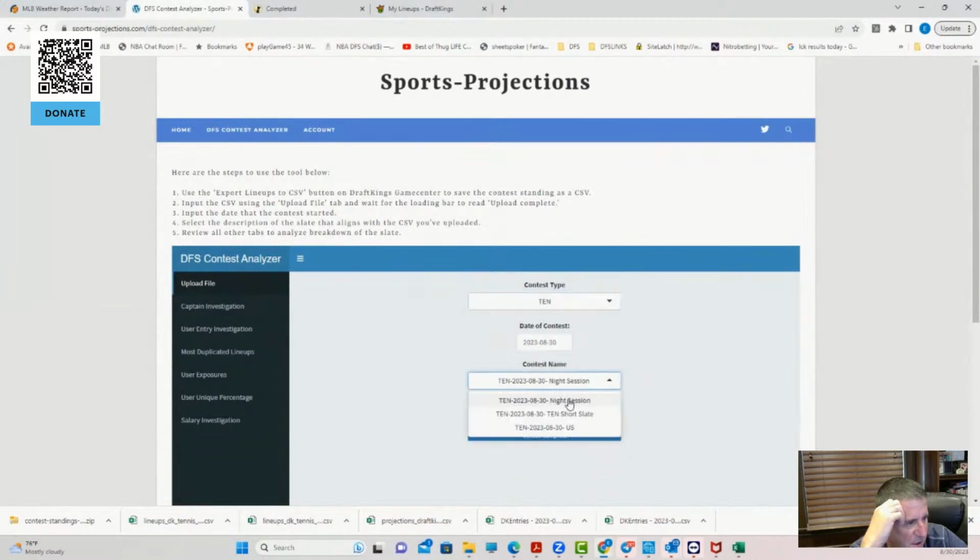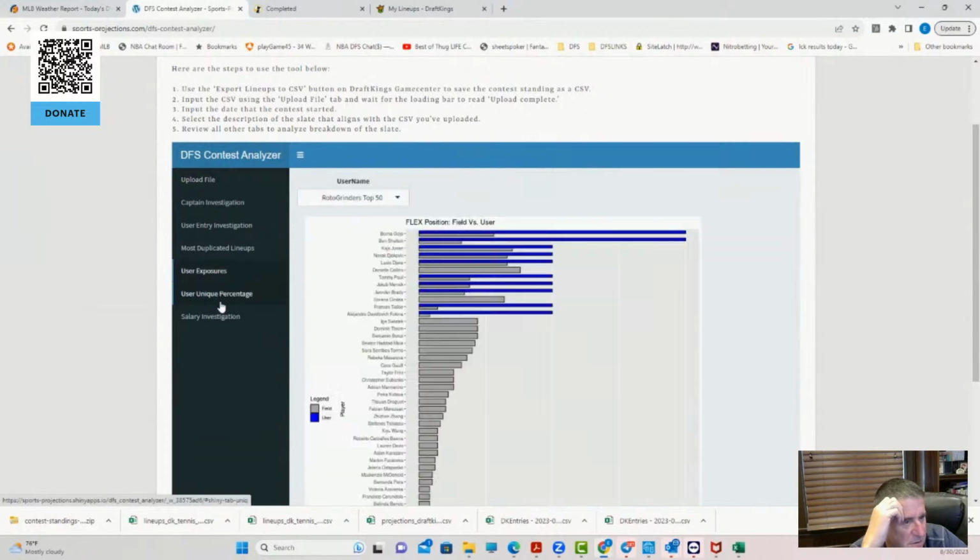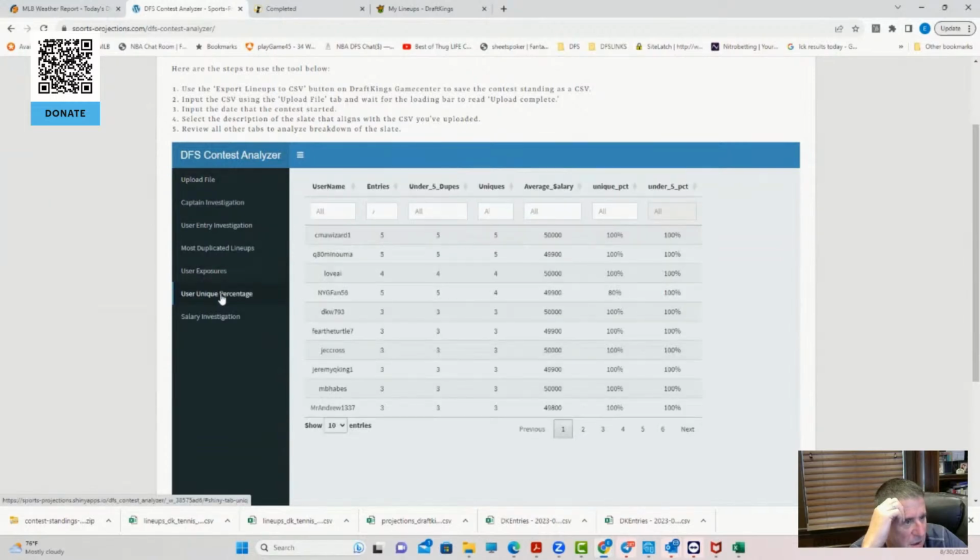Tennis short slate. I don't know which one this is getting. Is this going to be it? Let's just see. Let me just see something.